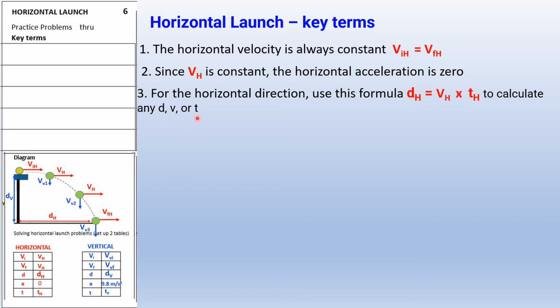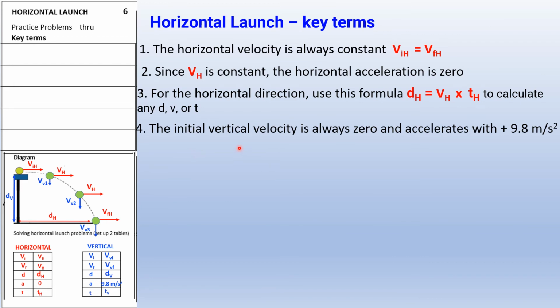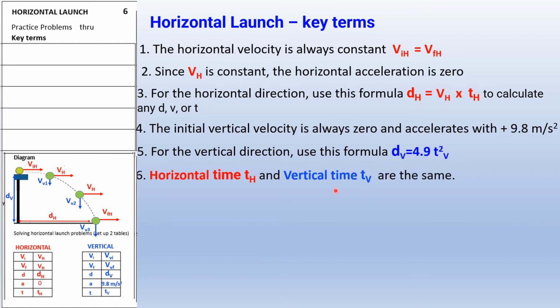The initial vertical velocity is always 0 and accelerates with plus 9.8 meters per second square. For the vertical direction, use this formula, dv is equal to 4.9 tv squared. And finally, the horizontal time th and the vertical time tv are always the same.